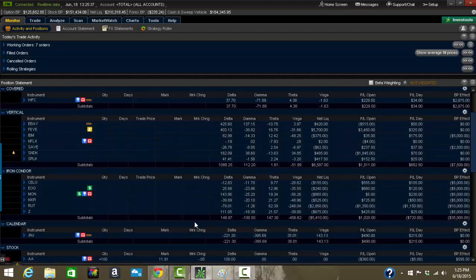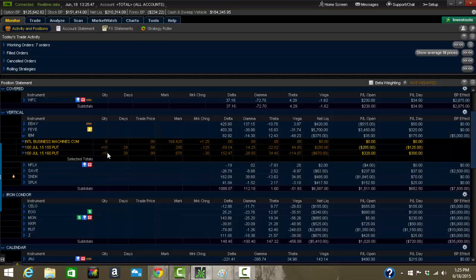I always keep a pretty robust virtual account so I can go through and practice as much as I need to. Here's a credit spread, IBM. This is a bull put spread on IBM. I've sold the 160 put and bought the 155 put. It shows me this in the quantity here: negative 10, positive 10.